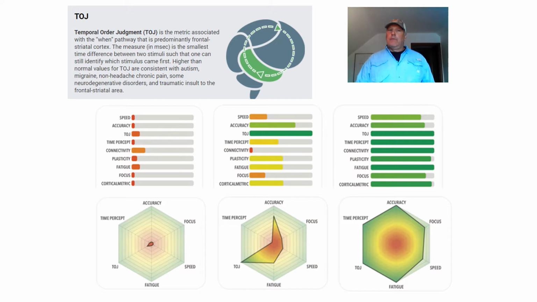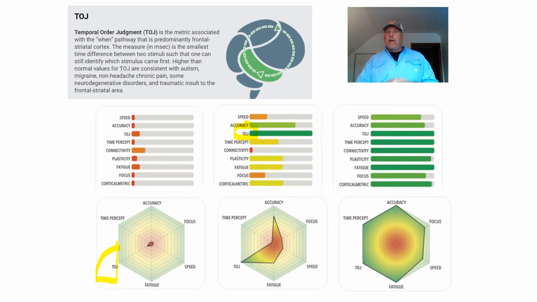Next one's TOJ. Now, temporal order judgment is one where we ask which of these two taps came first. And so basically it's this wind pathway, which is more frontal than the others. TOJ can be seen right here, right there in the middle, and right here on the radar plot. And that is, again, more frontal parietal. It's more of a non-systemic measure, though if the whole system shut down, you won't do well on TOJ as well. But if the front part of your brain is kind of messed up, then you might have a lot of trouble with that.